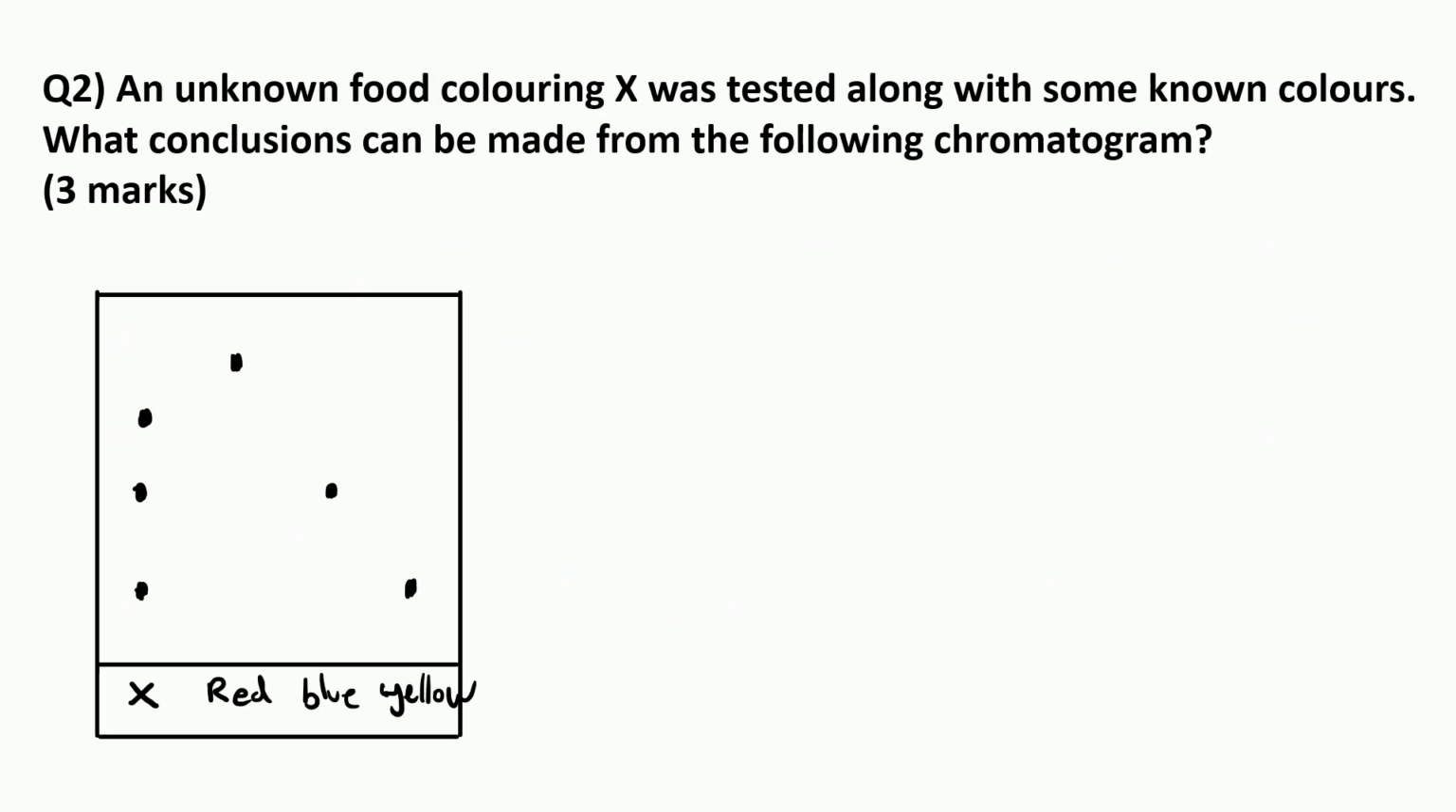Question 2. An unknown food colouring X was tested along with some known colours. What conclusions can be made from the following chromatogram? So on this one, you would get your ruler and rule across and compare the heights. If any of the components in X have moved the same distance up the paper as any of the known colours, then we know we're talking about the same substance.